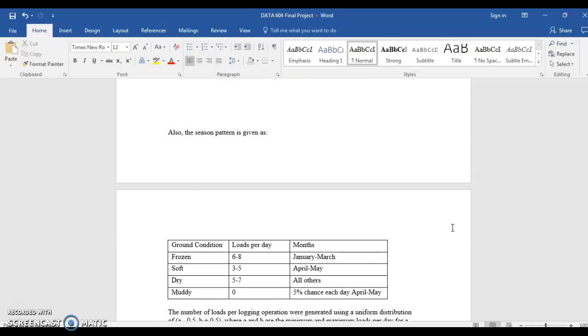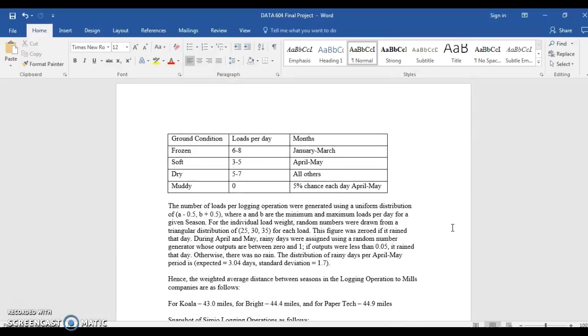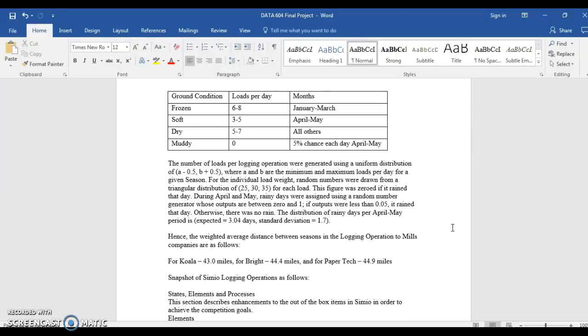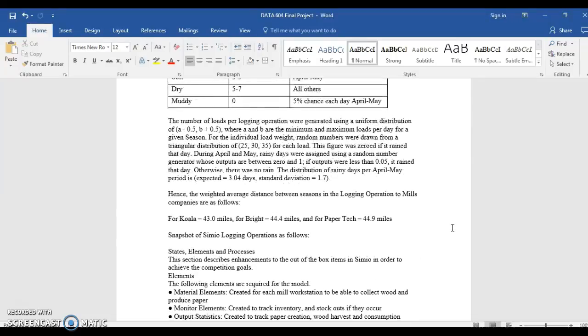The seasonal pattern is given here by ground condition: frozen, soft, dry, muddy. Frozen is 6 to 8 per day, January to March. Soft is 3 to 5, April to May. Dry is 5 to 7, and muddy is all others. The number of loads per logging operation was generated using a uniform distribution, where A and B are the minimum and maximum loads per day of the given season.